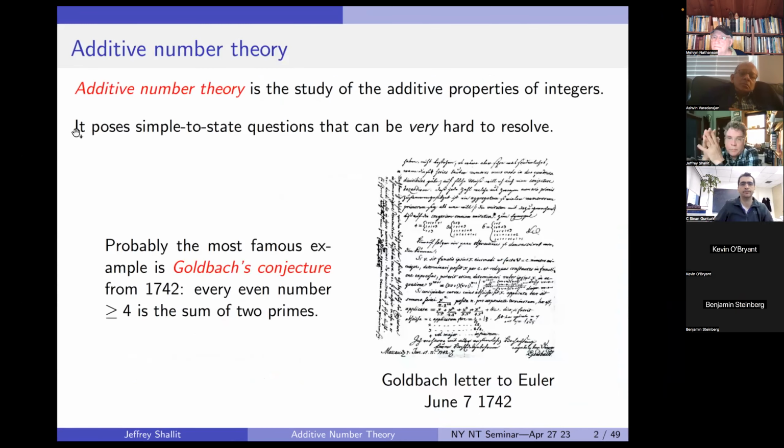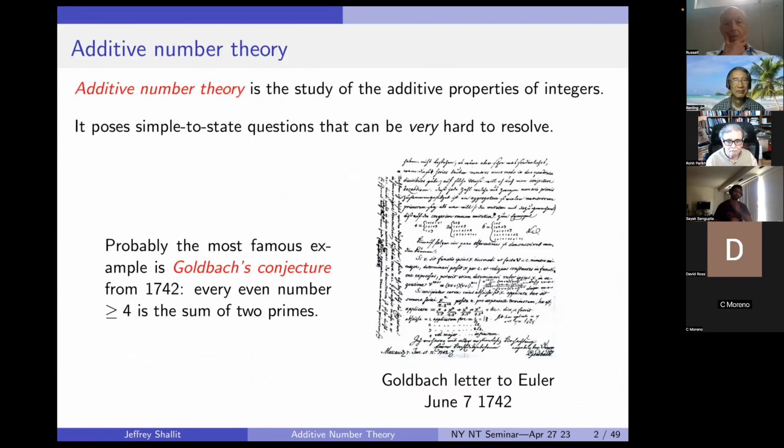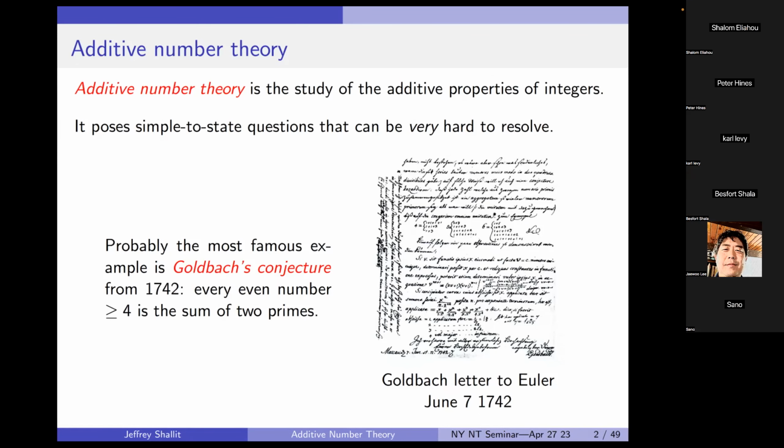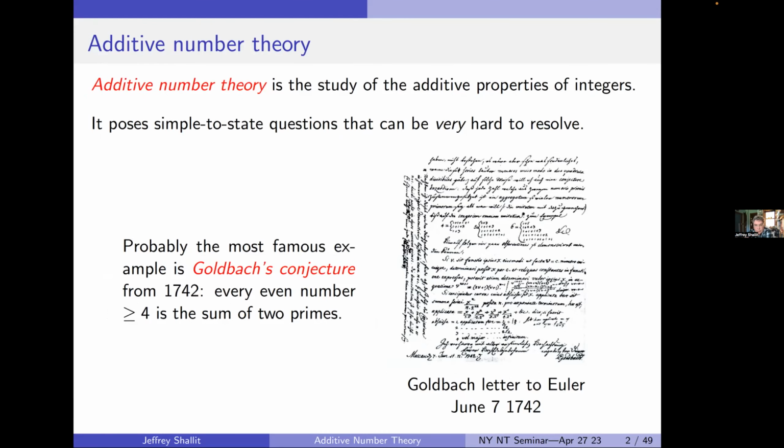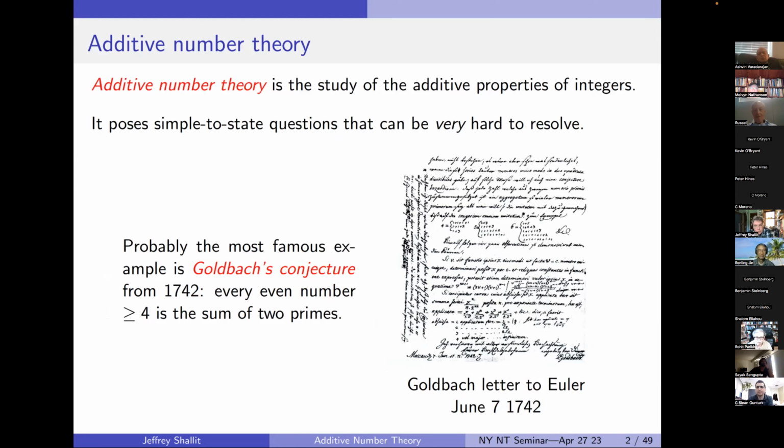I don't need to tell people here what additive number theory is, but it's the study of the additive properties of integers. There are lots of interesting questions that one can ask. A lot of them are very hard to resolve, and everybody knows about Goldbach's conjecture: every even number greater than or equal to 4 is the sum of 2 primes, and there's Goldbach's letter to Euler about 270 years ago.